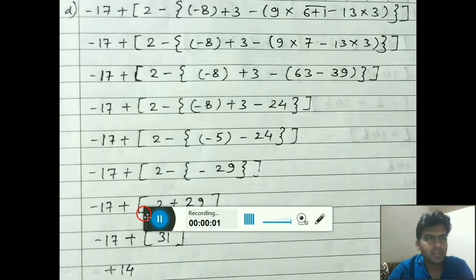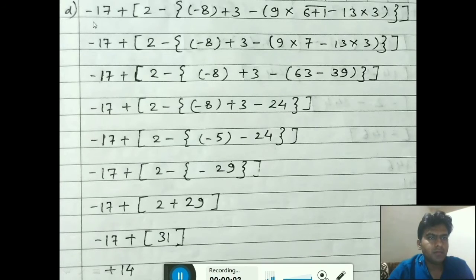The next question, D: minus 17 plus 2 minus bracket minus 8 plus 3 minus. In this question, let's search for where we have to start the solution. We see that many brackets are there, so we will search for the brackets. Which bracket do we have to solve first? We have to solve the line bracket, so we start our solution with the line bracket. So 6 plus 1 equals 7.